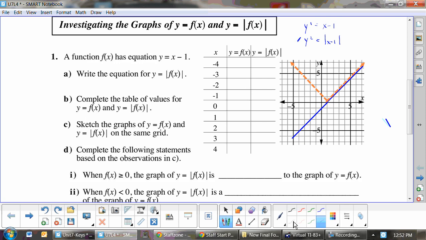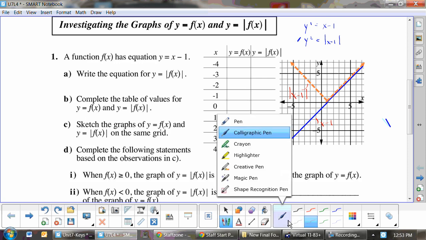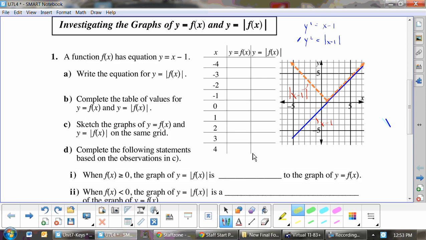And so we know that this one here is our x minus 1, and this one is our absolute value of x minus 1. So if you remember all the way back to last Wednesday, we said that the negative part of the graph, so this part here, is the only part of the graph that actually changes, right? The positive part of our original graph stays the exact same, but the negative part is reflected in the x-axis. Okay?